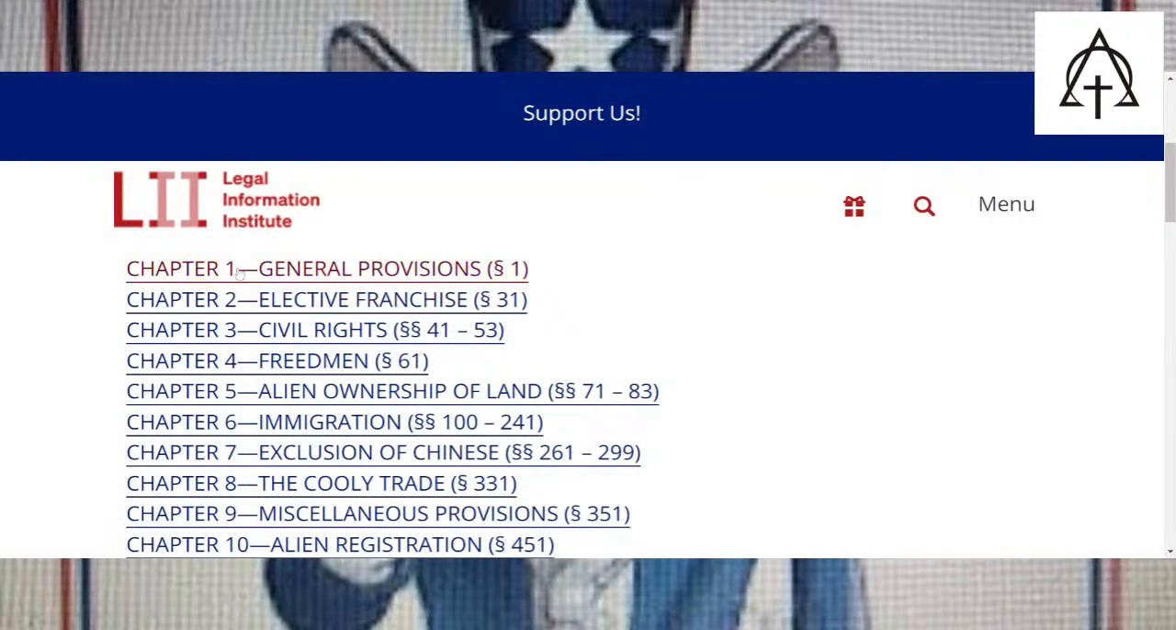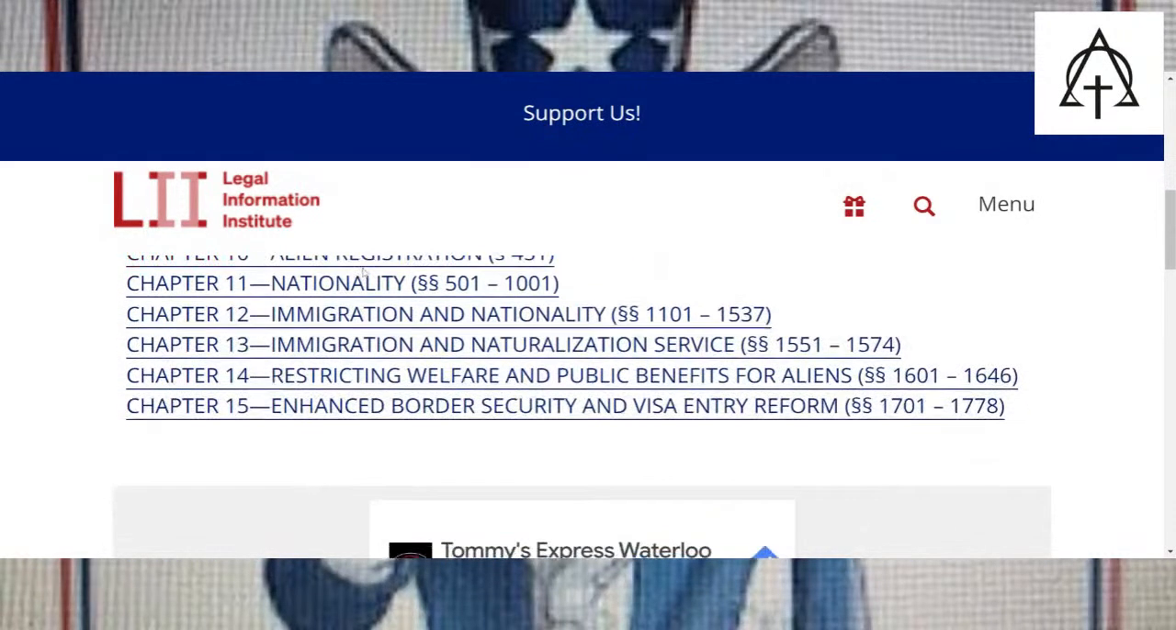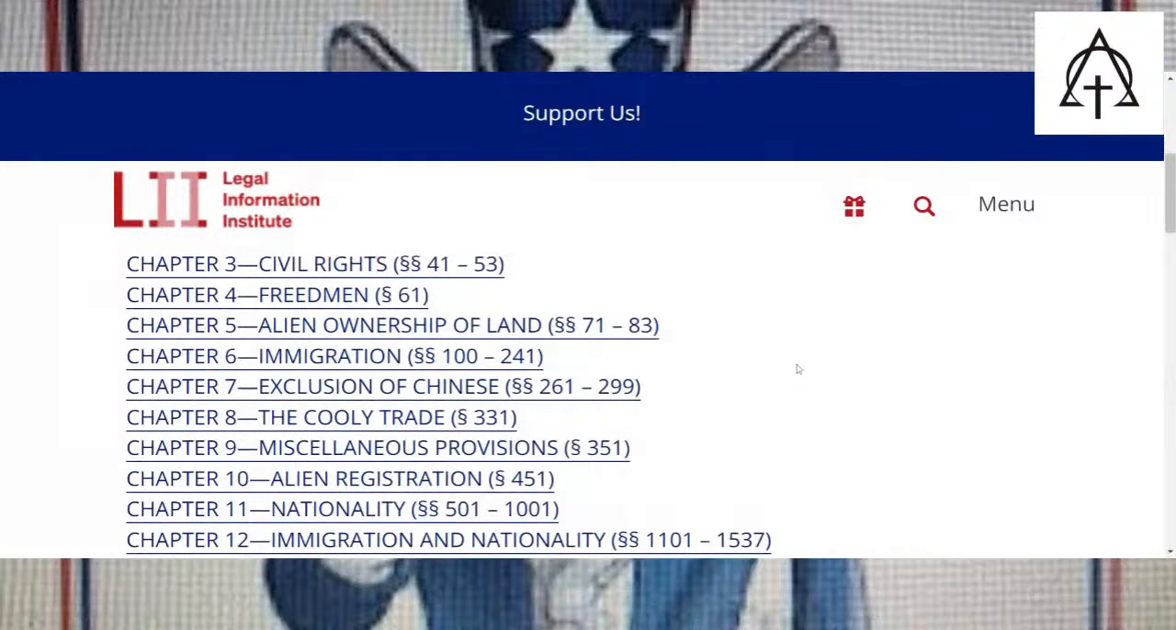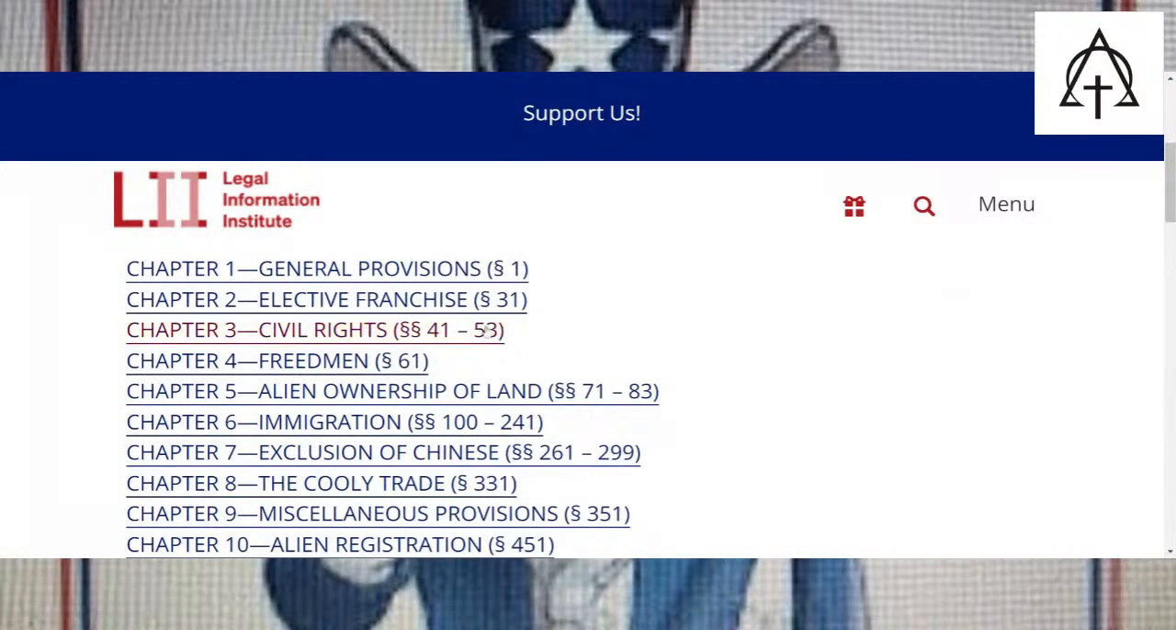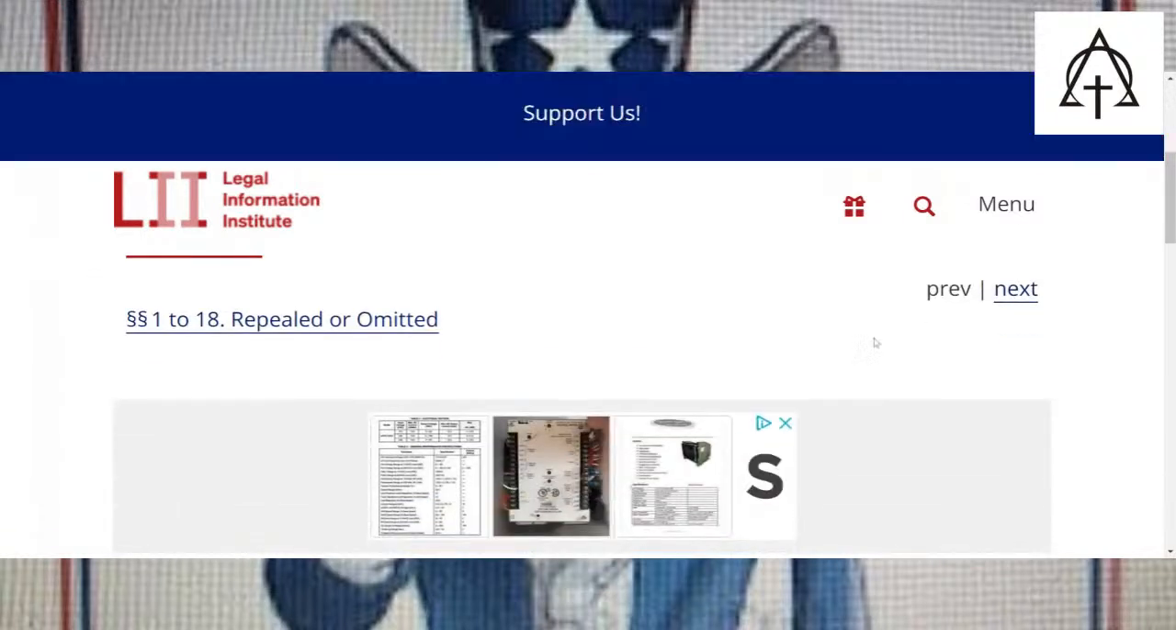Under Title 8, we have Chapter 1, General Provisions. We see it goes down to Chapter 15, Enhanced Border Security and Visa Entry Reform. So it doesn't seem to be a really big title to begin with. But when we look, it says 8 U.S. Code, Chapter 1, General Provisions. Repealed or omitted.